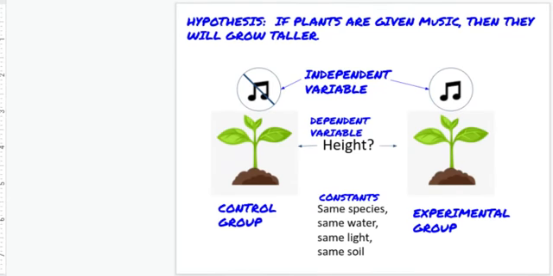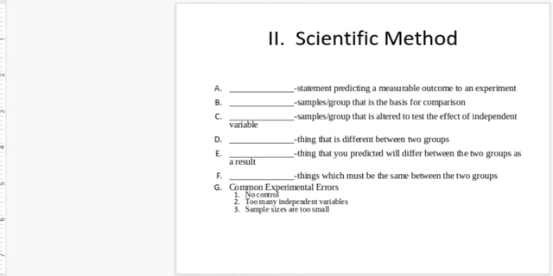So we're going to take a quick look at the different parts. A statement predicting a measurable outcome to an experiment. What was the statement called? That was our if plants are given music, then they will grow taller. That statement is called what? The samples that are the basis for comparison, that is the group without the music, was called the what? The group that does have the music is the other one.